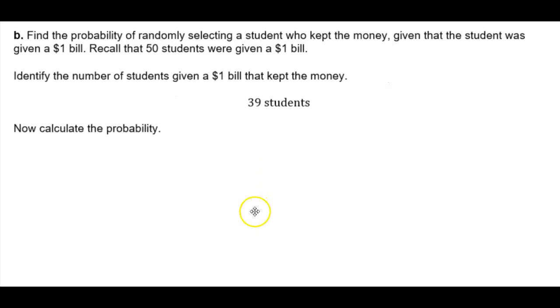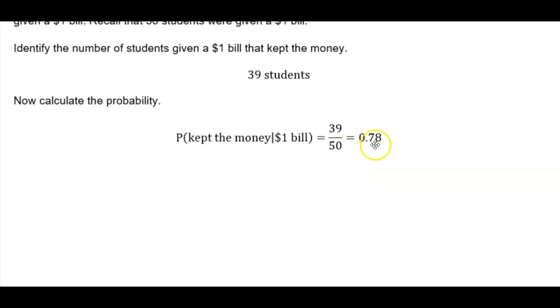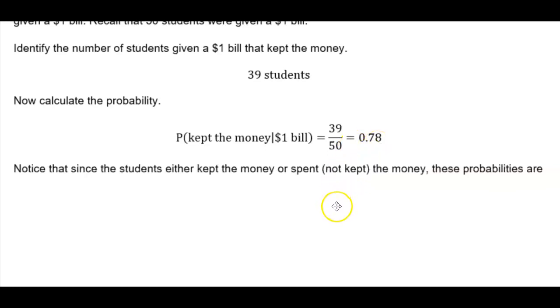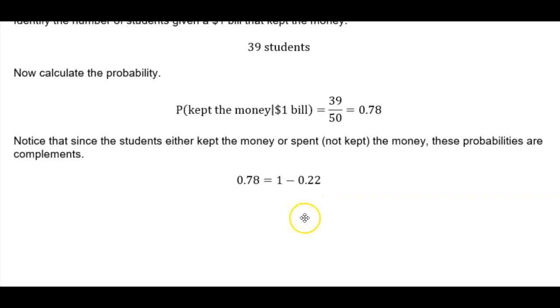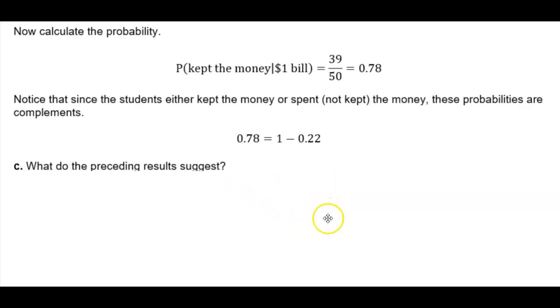So now we're going to calculate the probability. So the probability that the student kept the money given a dollar bill is equal to 39 over 50, which is equal to 0.78. Now notice that since the students either kept the money or not kept the money, these probabilities are complements. So 0.78 is the same thing as 1 minus 0.22.